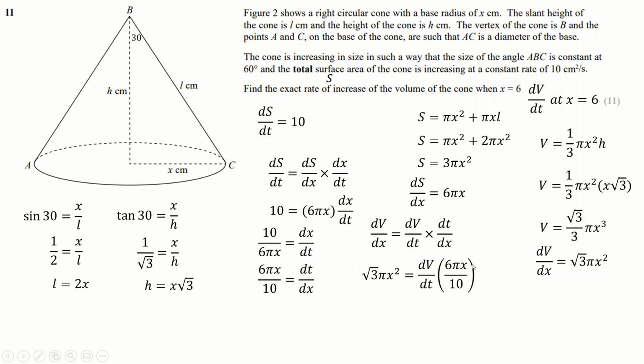Of course, times both sides by 10, divide by 6 pi x. And there's my expression for dV by dt. I just want to know when x is 6, so I'll put 6 into here. Of course, pi times 6 squared is the same as 6 times pi times 6. So that cancels with that, and I'm left with 10 root 3, which will be my answer.